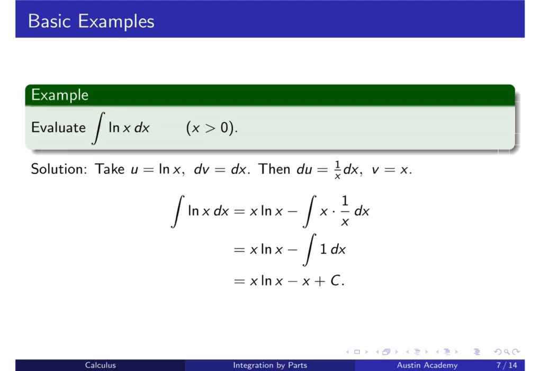Example 2. Let's evaluate the integral of ln x, for x greater than 0. We take u equals ln x and dv equals dx. Then, du equals 1/x dx and v equals x. The integral becomes x ln x minus the integral of 1 dx, which is x ln x minus x plus c.